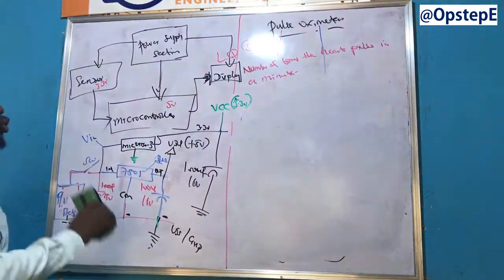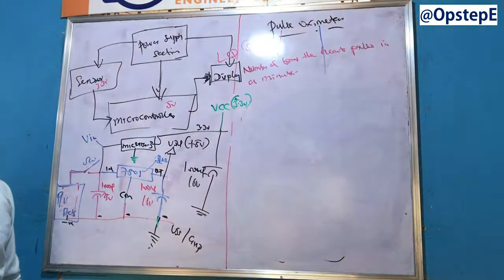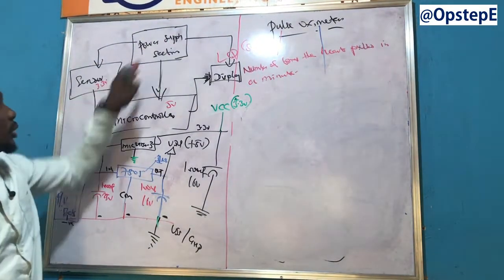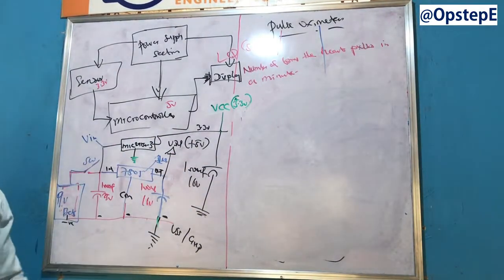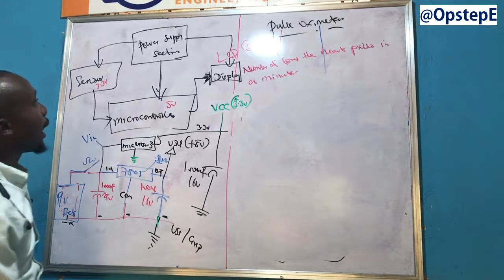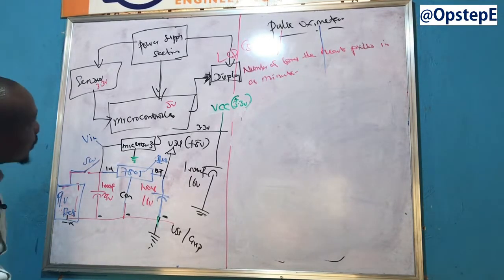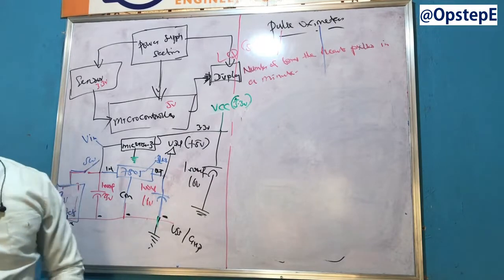So let me just stop it there. When we say power supply station, this is a constituent, a thing that constitutes your power supply. Can I continue? Another thing I will talk on quickly is the display. Let me just talk on the display quickly.